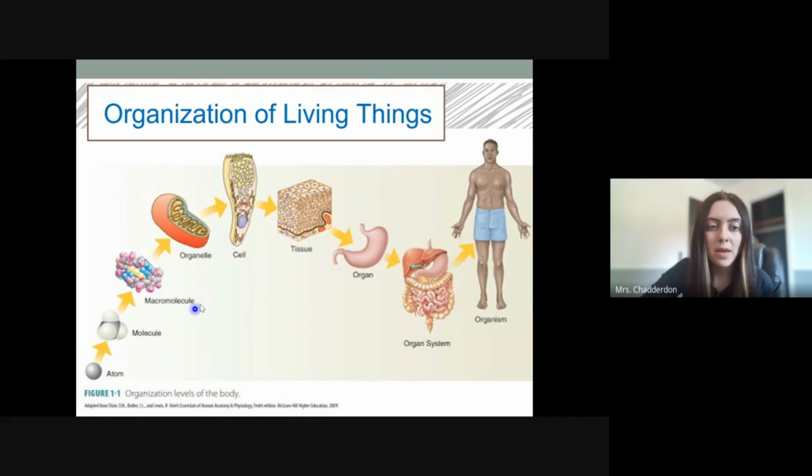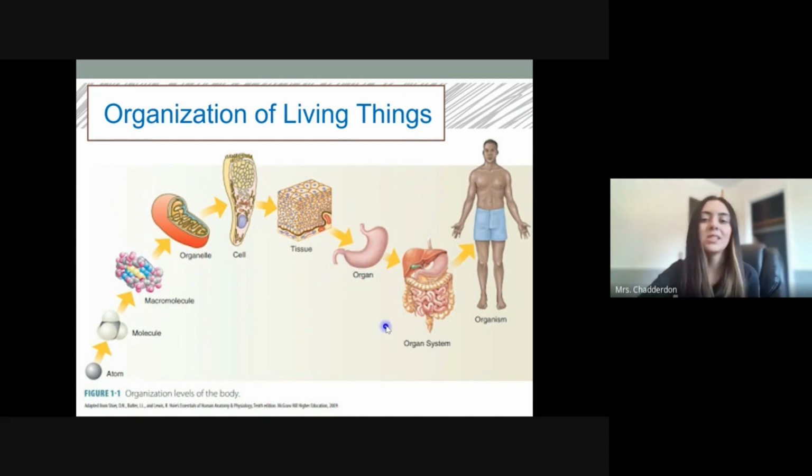Now, they make up organelles, which make up cells. We'll be talking a lot about cells later in the semester. Now, cells make up tissues. When we have all of the same type of cells in an area, we call that tissue. So we have things like muscle tissue, brain tissue, skin tissue, and those things form together organs. So you might have muscle tissue and some epithelial or skin tissue that together makes up the stomach.